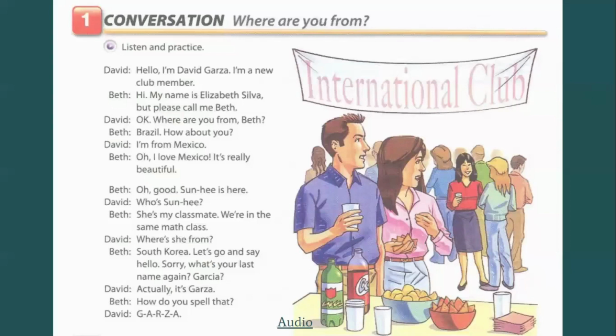Okay, so first we'll get started with the conversation which we have over here. But before we get started, I want you to look at the picture and make your guess of what is happening in this picture. First thing, I want you to write it down in your notebook. And then after that, I want you to guess their age group. Okay, and I want you to write it in your notebook as well.